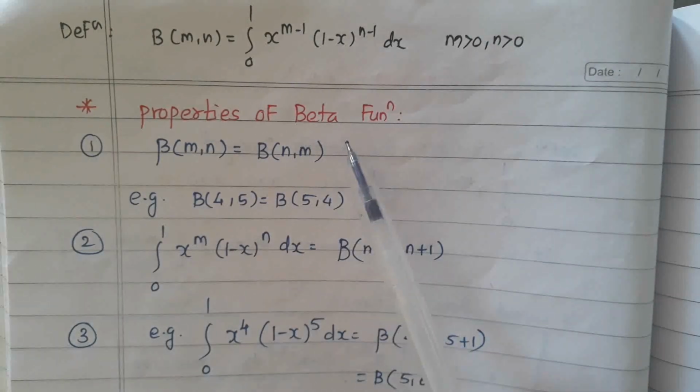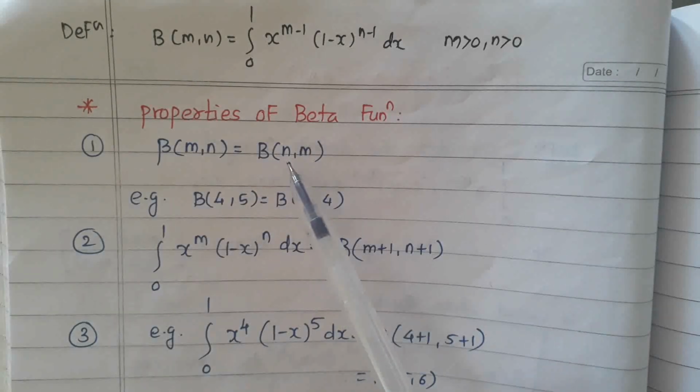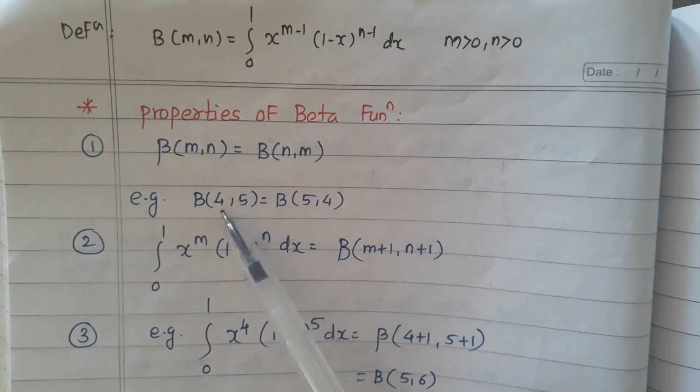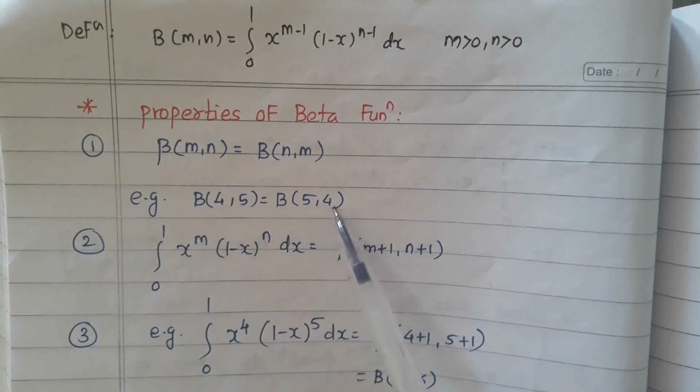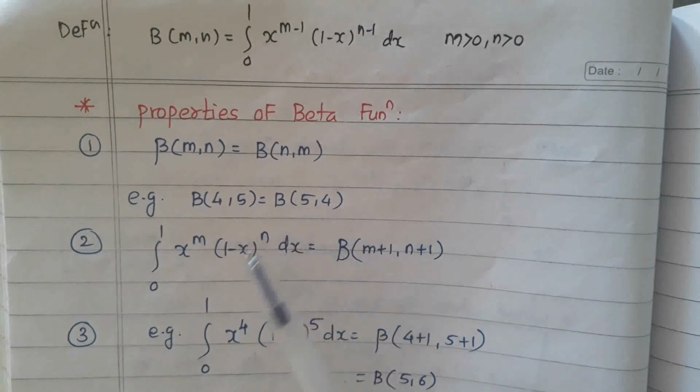Properties of the beta function. First property: beta(m, n) is equal to beta(n, m). For example, you can write beta(4, 5) as beta(5, 4). You can evaluate both these beta notations with the help of the relation between beta and gamma function.